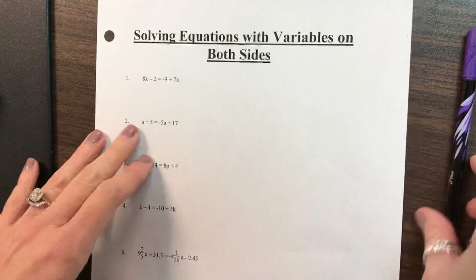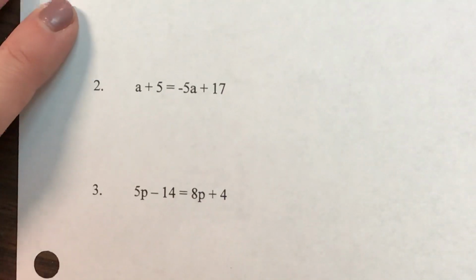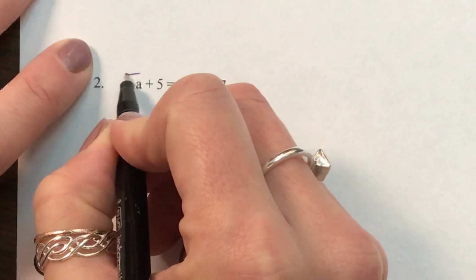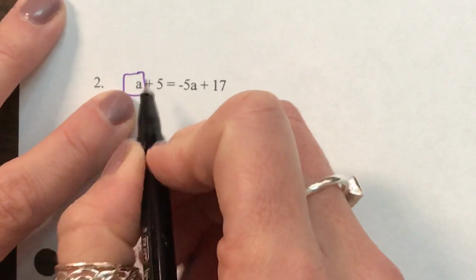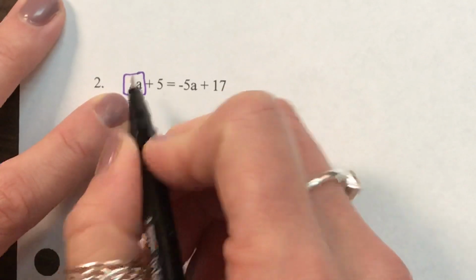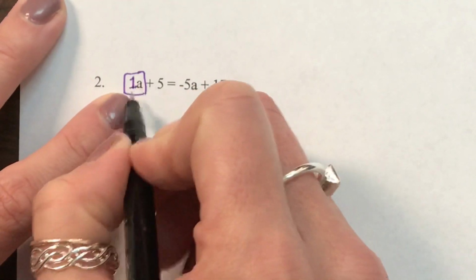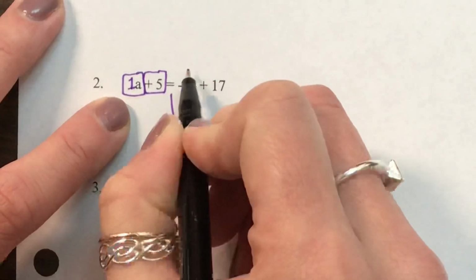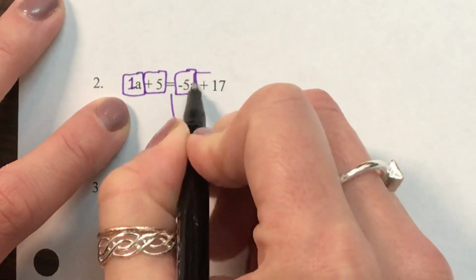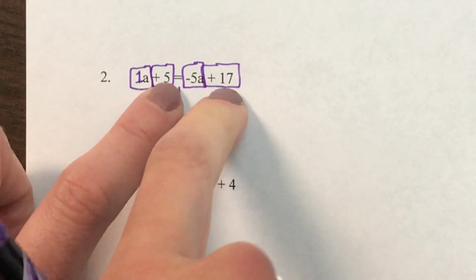Okay, so let's look at number 2 first on the worksheet. And I'm gonna zoom way in. One thing I always do is I'm gonna box in everything with the sign that comes right before it, okay? Now for this variable A, it doesn't have a number in front of it, but just know there's an imaginary 1 there. There is an A there, so that means there's 1A. We've got a +5, draw a super long line, -5A, and +17.